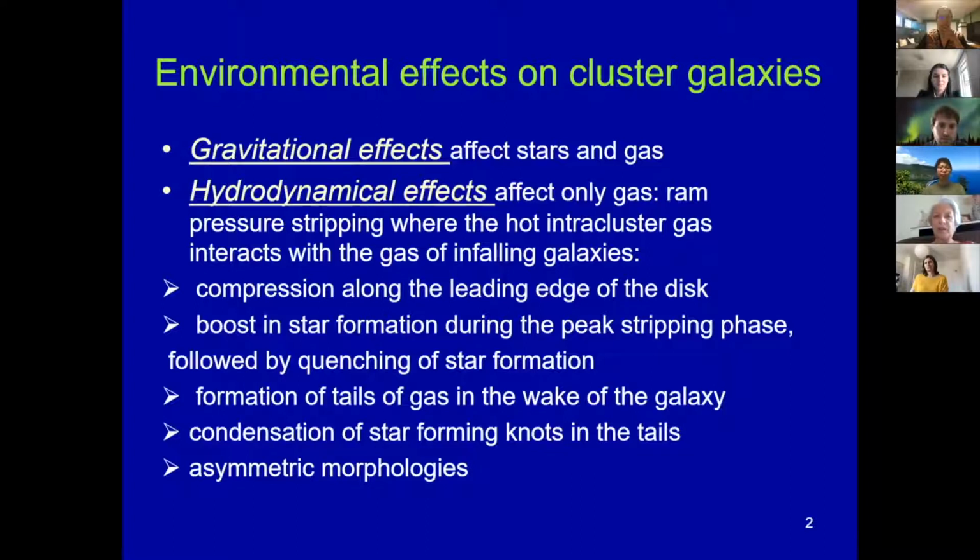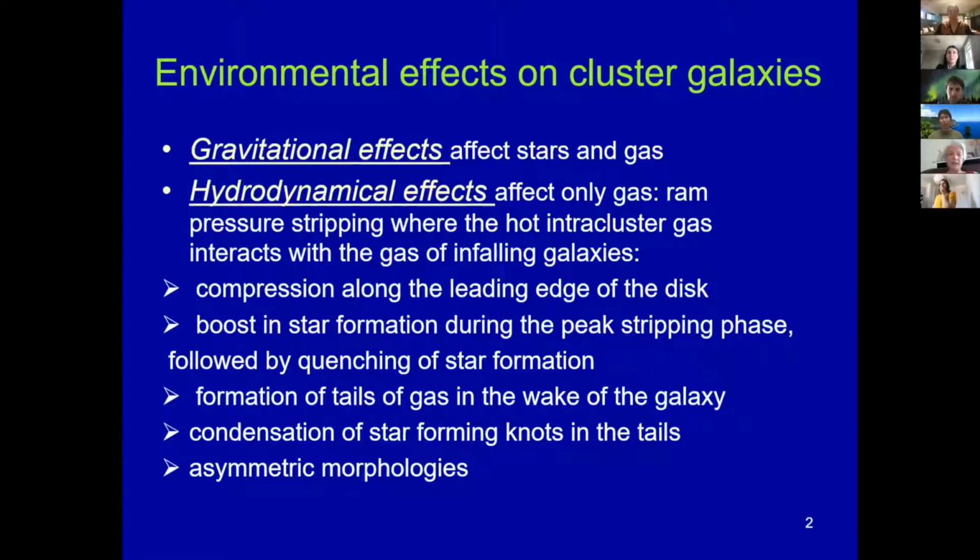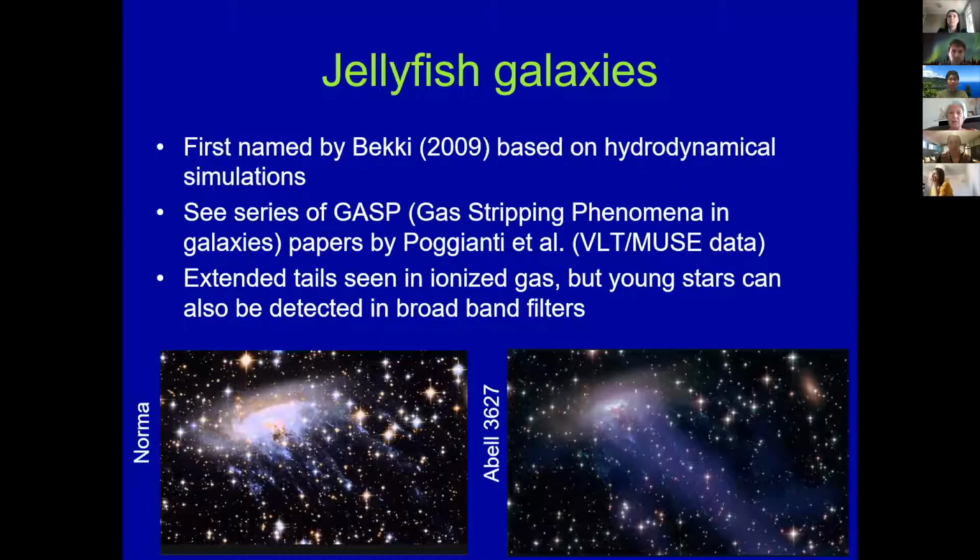We will skip gravitational effects, that is, we will try to avoid galaxies undergoing gravitational effects, which affect stars and gas. We'll be looking for galaxies undergoing hydrodynamical effects, which affect only gas, mainly ram pressure stripping, which we've been hearing a lot about already, where the hot intracluster gas interacts with the gas of infalling galaxies. The effects include compression along the leading edge of the disk, a boost in star formation followed by quenching, formation of tails of gas in the wake of the galaxy, condensation of star-forming knots, and asymmetric morphologies.